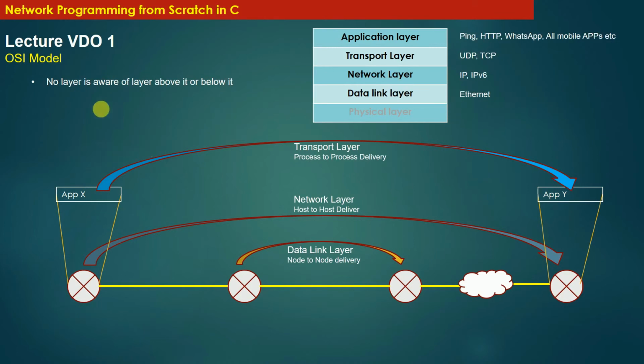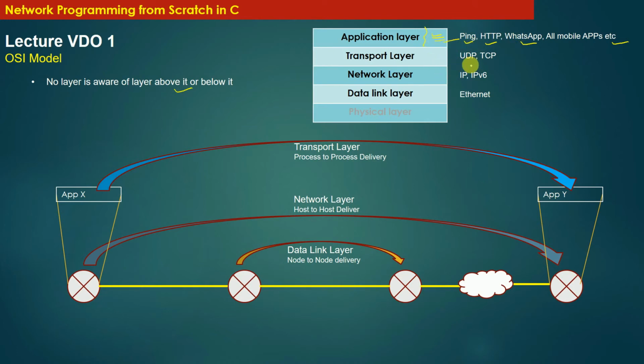So no layer is aware of the layer above it or below it. Now what does it mean? You can see on the right-hand side that the most famous protocols at each layer are listed. At the application layer, the most famous protocols are ping, HTTP, WhatsApp, all mobile apps, and there are thousands of applications which fall under the application layer. So any application which communicates over the network falls under the application layer.